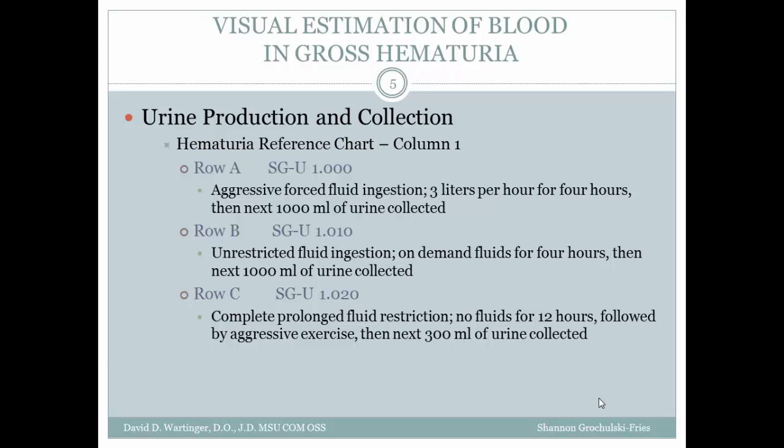Several important variables affect the visual appearance of a gross hematuria specimen and thus impact the estimation of blood loss. The specific gravity or concentration of the urine prior to the addition of blood has a profound effect on its color. Dilute urine with a specific gravity of 1.000 has a clear appearance, and concentrated urine with a specific gravity of 1.020 has a light brown color.